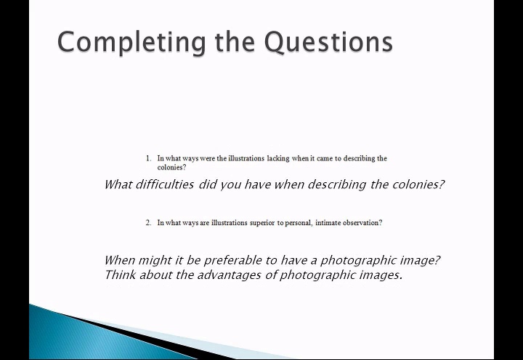Think about when it might be preferable to have a photographic image. Think about advantages of photographic images as opposed to having a culture in front of you or looking at something alive in the laboratory. Good luck on the assignment, and if you have any questions, please ask.